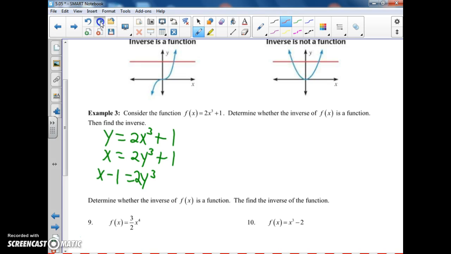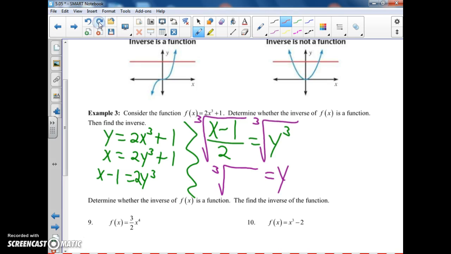Okay, so we got x minus 1 over 2 equals y cubed. Now what's the next thing we do? Cube root. Right, now you're going to cube root. So we're going to cube root that, and cube root that.